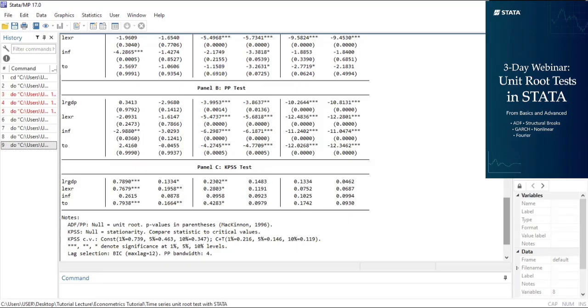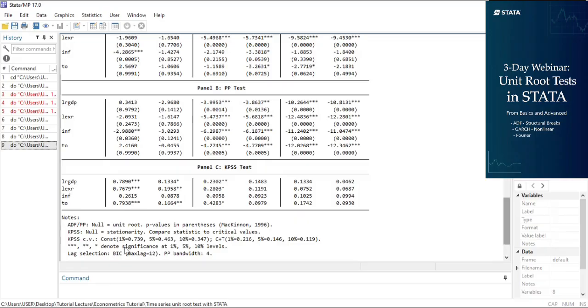Yeah, so whenever we have the star there for KPSS, that means the series is not stationary. Yes, not stationary because it is significant. It means we reject the null hypothesis.